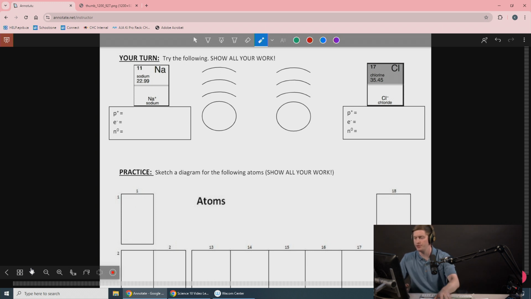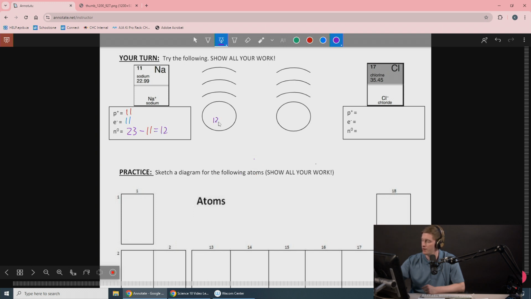Go ahead and pause the video now and try to make the Bohr energy level diagrams for sodium and chlorine. If you've tried making those, you can check your answers against mine. Sodium's got 11 protons, that's the atomic number. It's got 11 electrons. For our neutrons, we take our atomic mass, round it to the nearest whole number, subtract our atomic number, and that brings us to 12 neutrons.